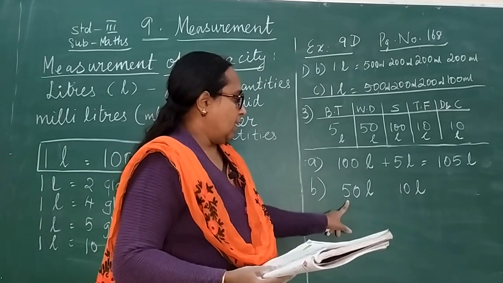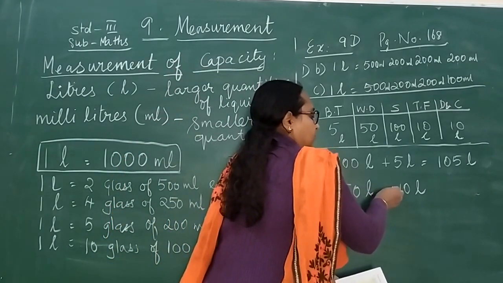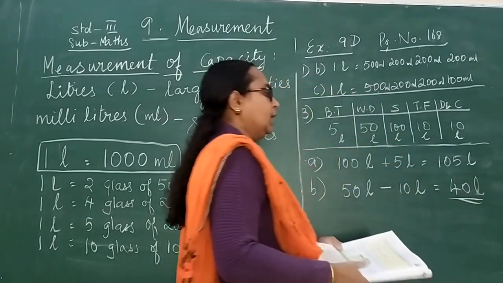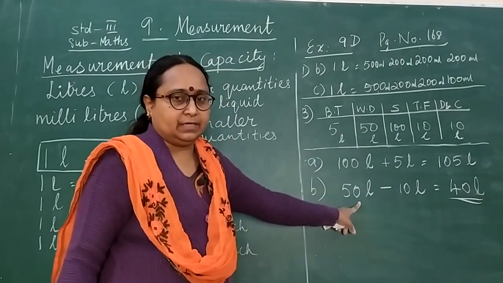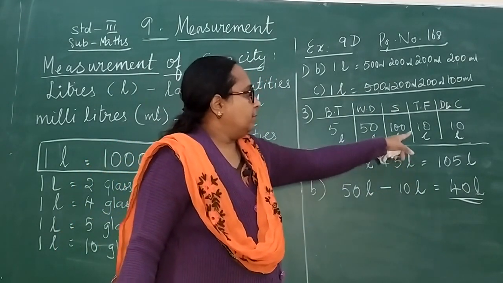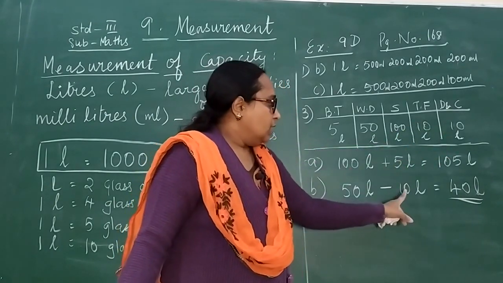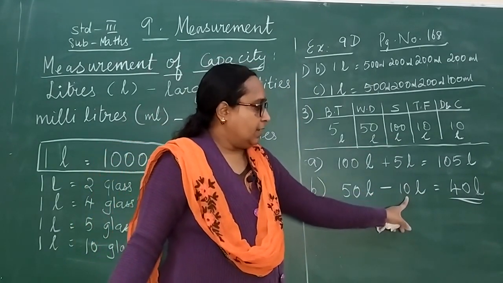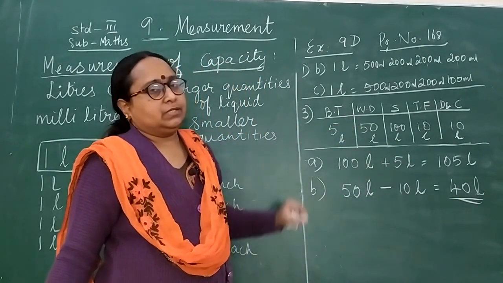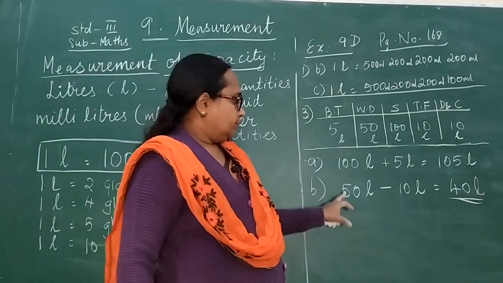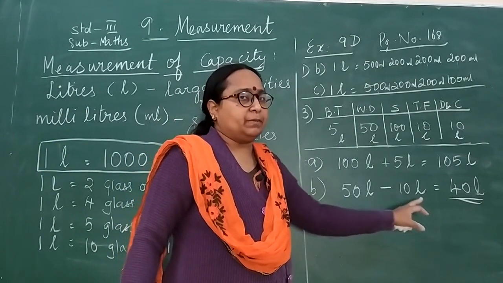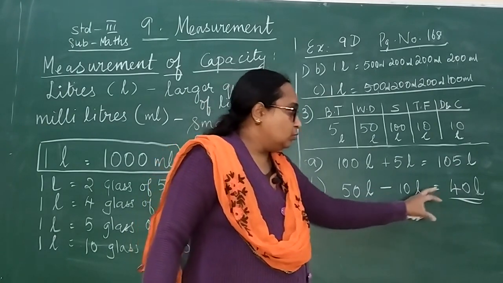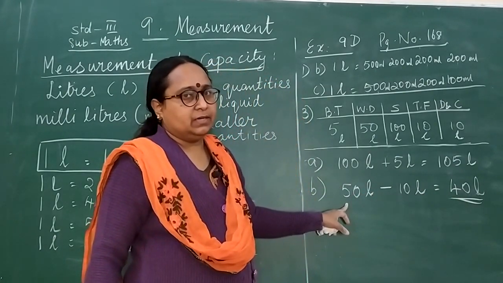So what you will do, you will have to minus this 10 from the 50 liter. You will get 40 liter. So this much water more he used for washing dishes than for drinking and cooking. So 40 liters of water he is using more than drinking and cooking for washing dishes. Okay, you understood? Here you are not adding it, but you will subtract it. Only when you subtract it, you will know how much more water he is using for washing dishes, right?